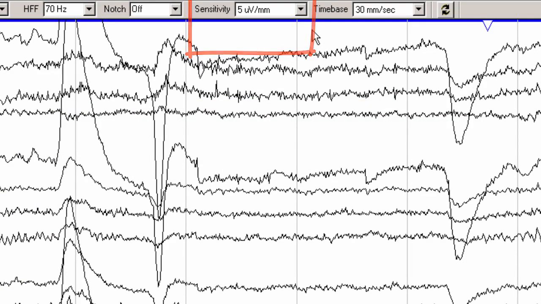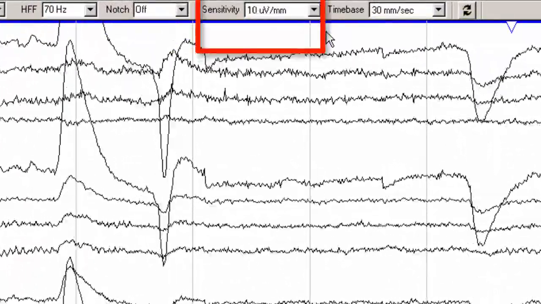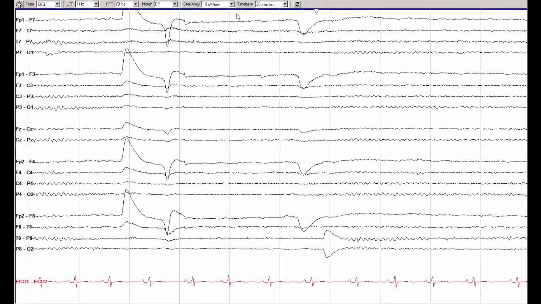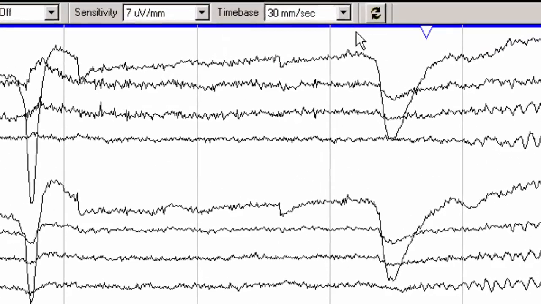Increasing the sensitivity can give the impression that this recording is abnormally high voltage. Similarly, decreasing the sensitivity can give the false impression that this patient has a low voltage recording. The normal sensitivity for reading adult EEG is generally 7 microvolts per millimeter. You may have to adjust the sensitivity in children who generally have a higher voltage EEG background.